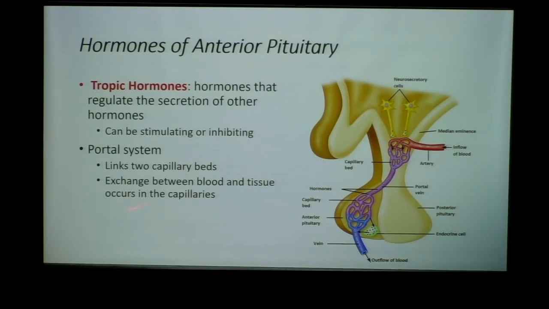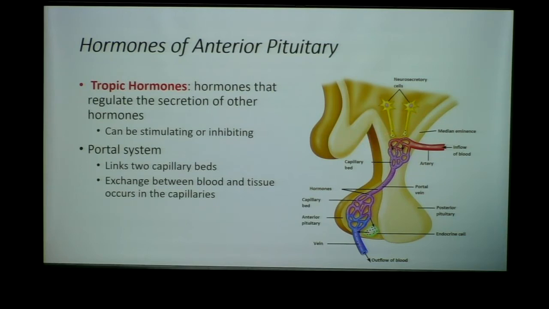Now, when we speak about the portal system, a portal system is any time blood goes from the heart to a structure, to a capillary bed, and then leaves that capillary bed and does not go back to the heart. It goes to another capillary bed. Okay, we see the portal system with the liver, and we see the portal system here with the anterior pituitary. So fresh oxygenated blood leaves the heart, travels to the hypothalamus here, leaves the hypothalamus.